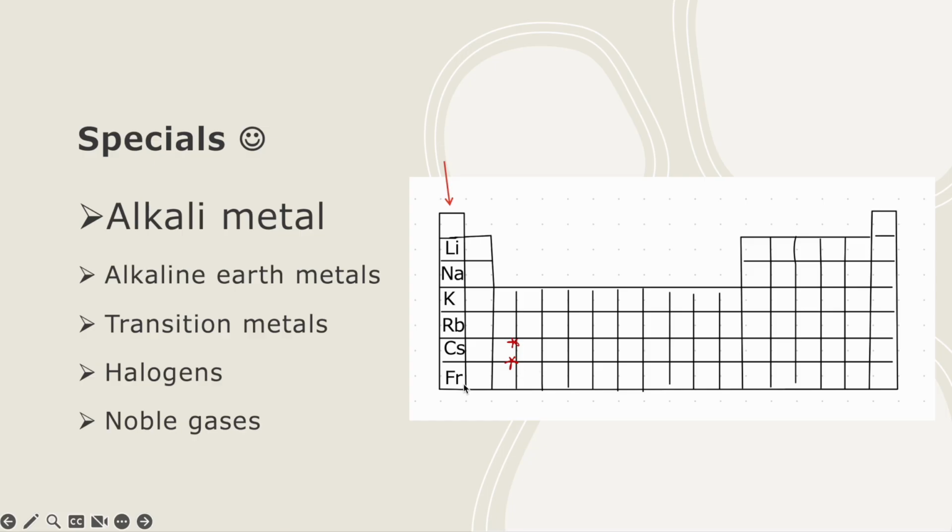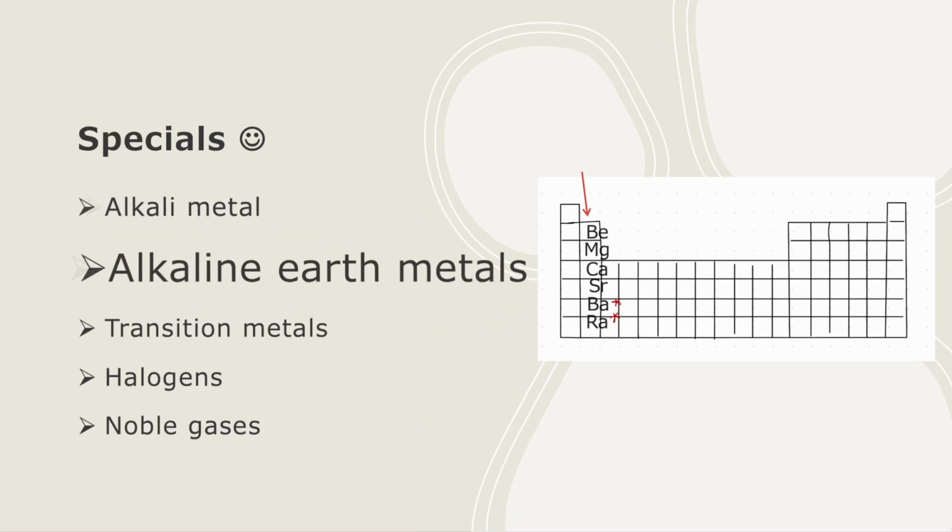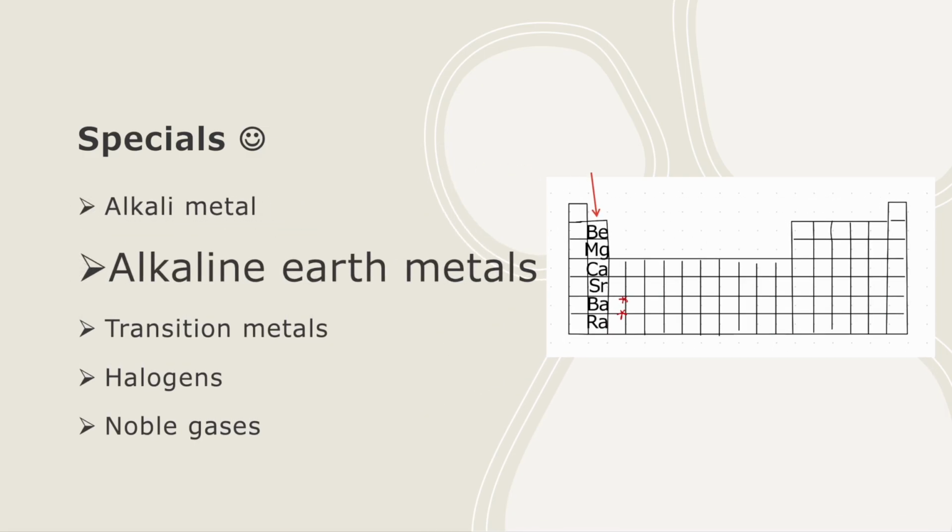Now, because of their high reactivity, the alkali metals are usually stored in oil to prevent them from reacting with moisture or oxygen in the air. Now, let's move on to alkaline earth metals. They are elements in group 2 of the periodic table, and they are slightly less reactive than alkali metals, but still highly reactive. Now, what are their properties?